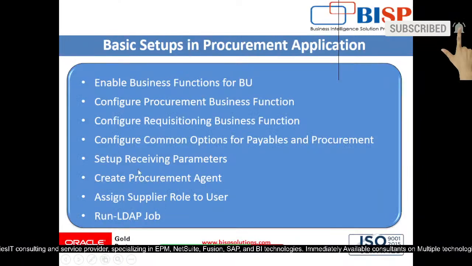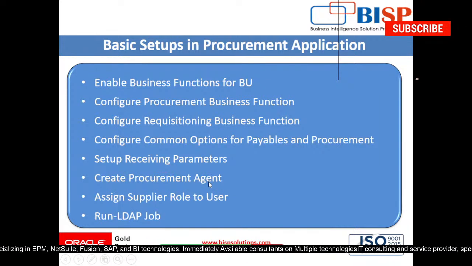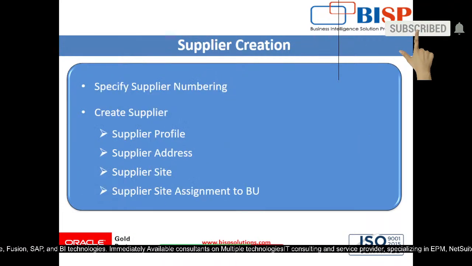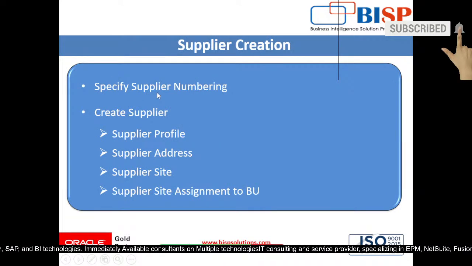Right. So what we did so far, we have completed all these setups till the end lab job. This procurement agent is very important for creating this supplier in our application, right? So let's move to our next slide. Specifying the supplier numbering. After that, we will see how to create the supplier. So first, we will see the supplier numbering.